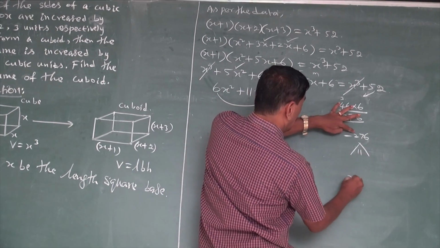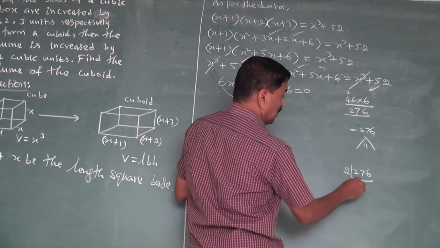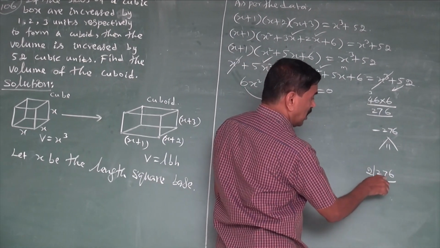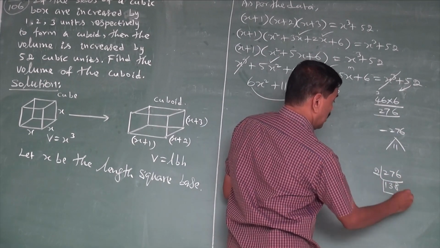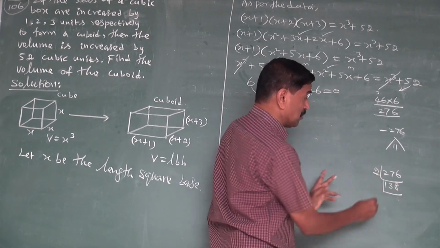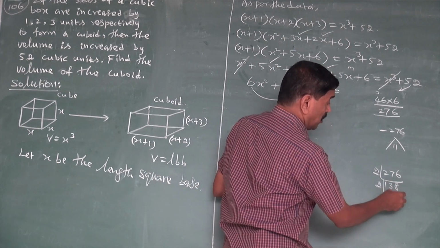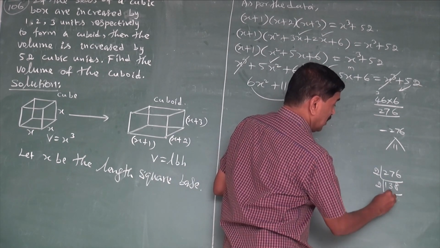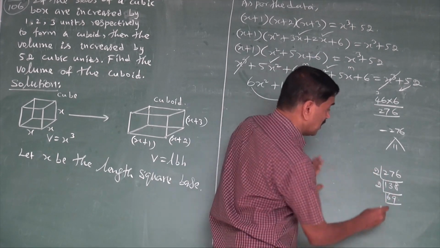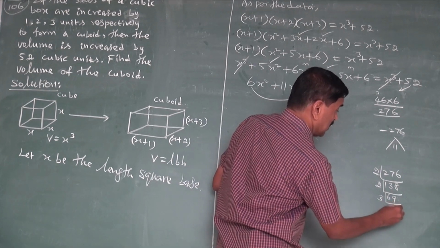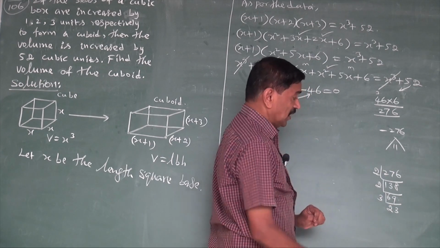Take 276, ending with 6, which is an even number, so divide by 2. 1 2 is 2, and 7: 3 2s are 6, remainder 1; 8 2s are 16. Now again ending with 8, which is even, divisible by 2. That is 138. 6 2s are 12, remainder 1; 18, 9 2s are 18. Now ending with 9, which is not even, so it comes under the third table. 2 3s are 6, 3 3s are 9. Now 23 is a prime number, we can't divide further.